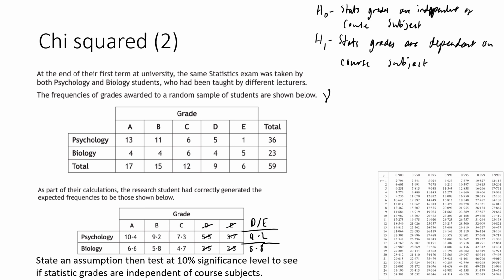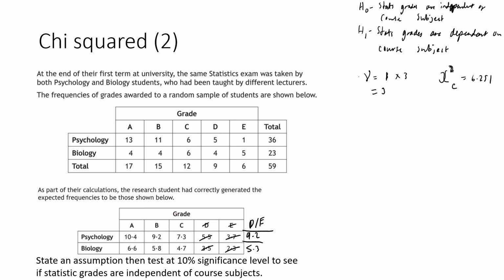So the degrees of freedom is rows minus 1, which is 1, times columns minus 1, which is 3, which gives us 3. Now we look at 10% significance, which is here. Degrees of freedom is 3, so that is 6.251. So our chi-squared critical value, that is an awful chi-squared symbol, is 6.251. Now we can go on to find our test statistic.